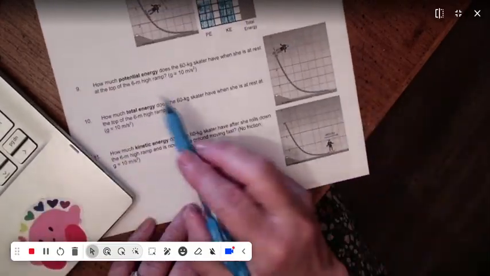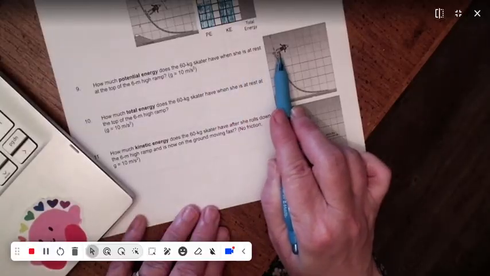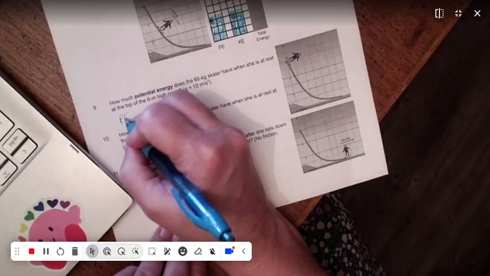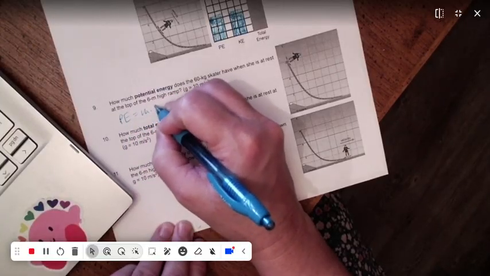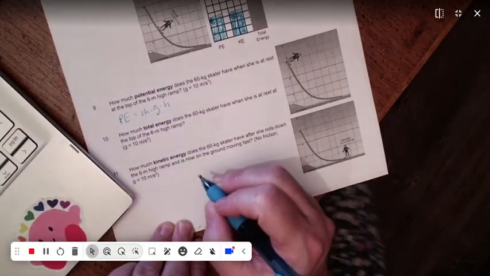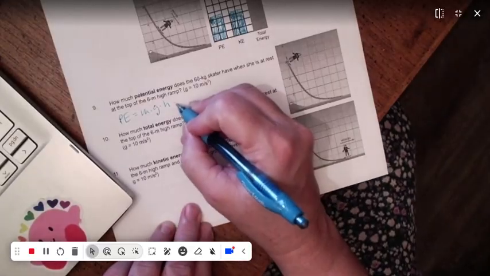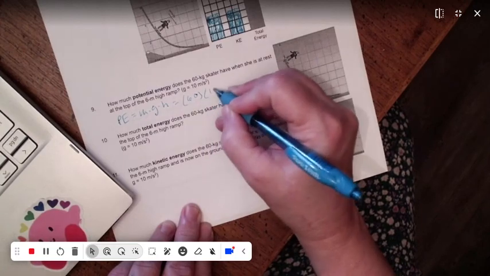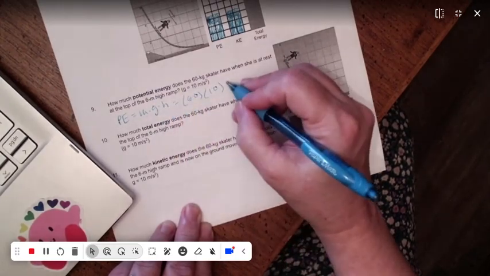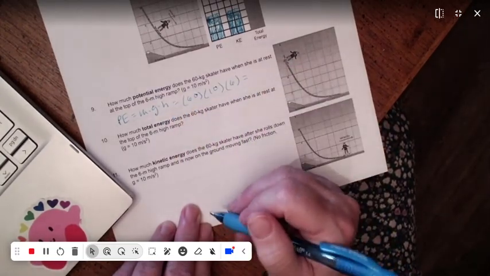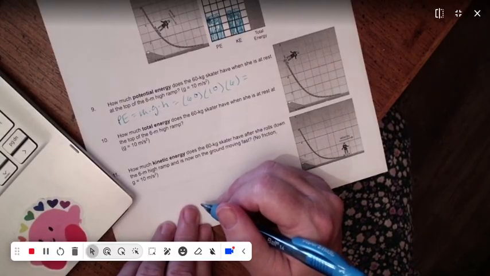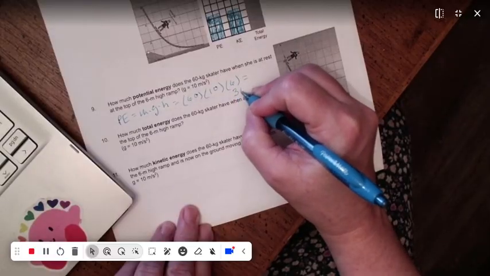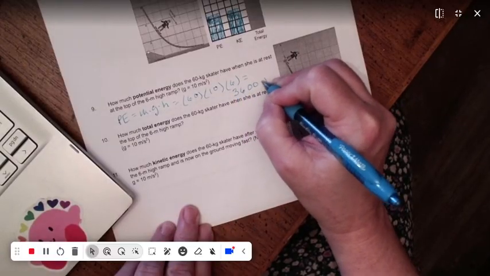Okay, how much potential energy does she have when she's at rest at the top? So remember, potential energy we calculate by using m times g times h. H is her height. Okay, so she has a mass of 60 kilograms. We're using 10 for g, and the ramp is 6 meters high. Okay, so that's 60 times 10 is 600. Multiply that by 6, that gives me 3,600 joules.